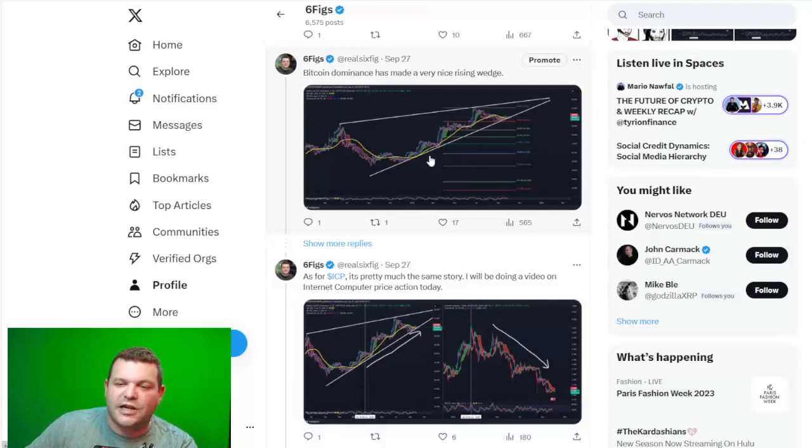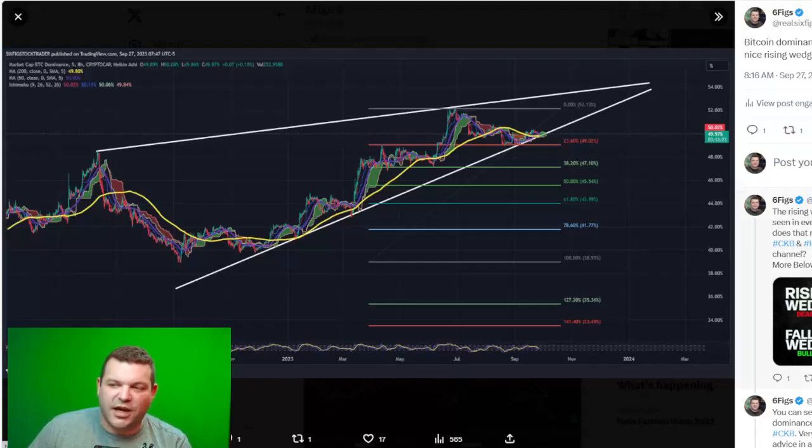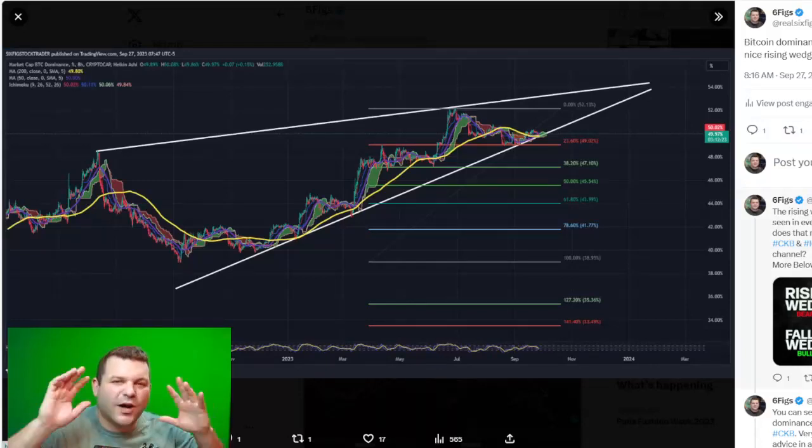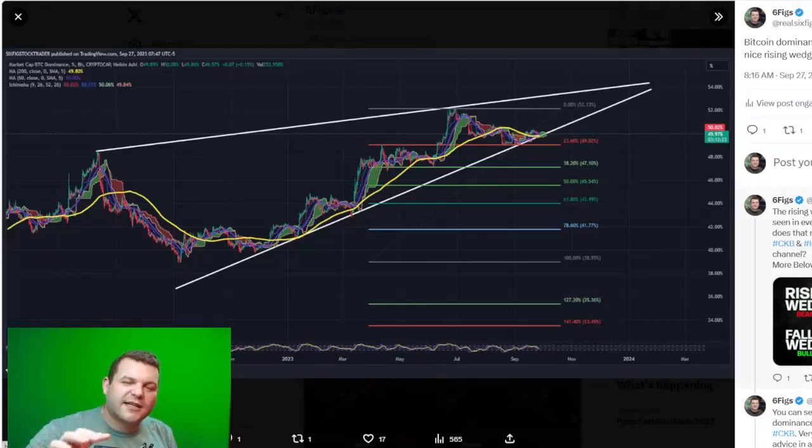Two days ago, I dropped this tweet that said Bitcoin dominance has made a very nice rising wedge. Now, what is this, folks? This is a rising wedge, which is a very bearish signal or pattern. We're seeing the edge of price action meet this upper trend line of this pattern. Usually when this happens, we will see catastrophic loss, meaning Bitcoin dominance, which has gone up so high over the last year, will start to retrace.